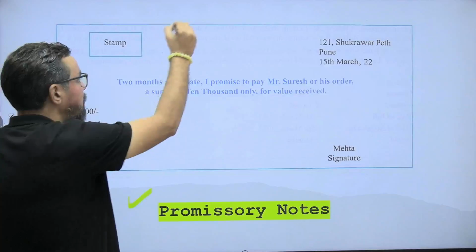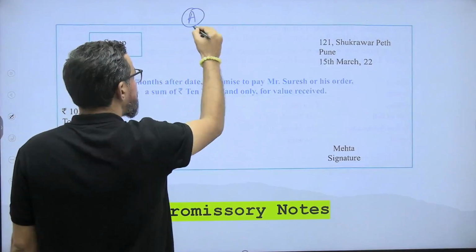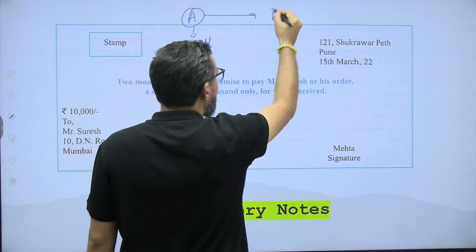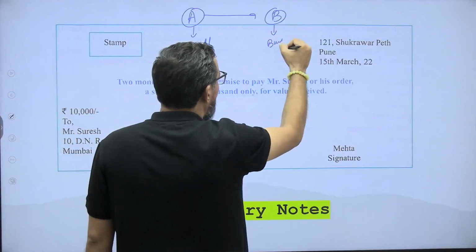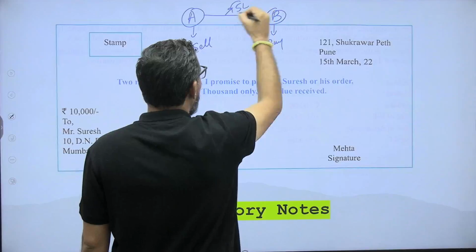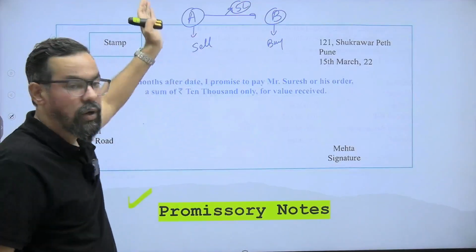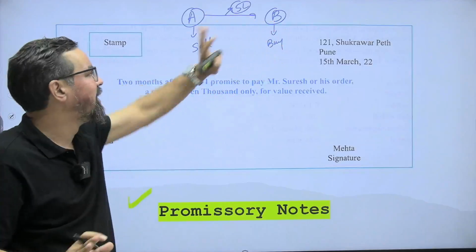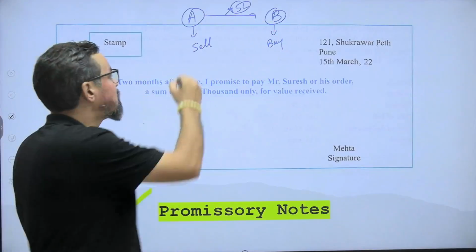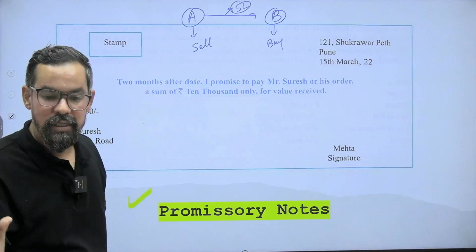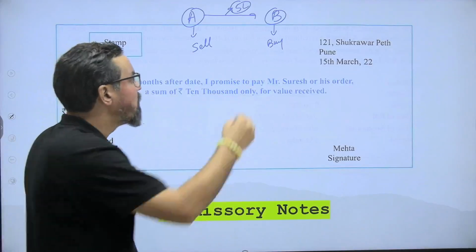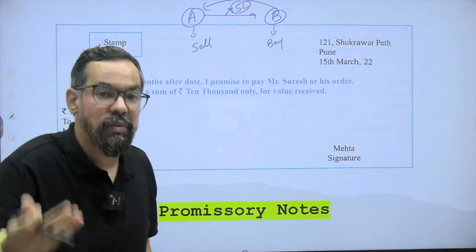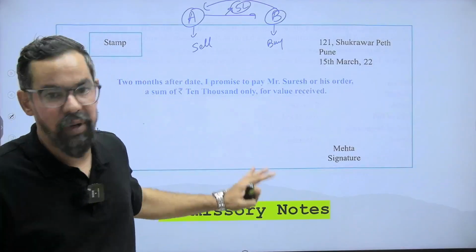As I gave you a case, A is the seller, and A sold some goods to B. B is your buyer, right? So the amount was 5 lakh rupees. If A draws a bill on B, that is called a bill of exchange, which we have discussed. Now in a promissory note, when B provides some sort of promise to A, that is a promissory note, right?